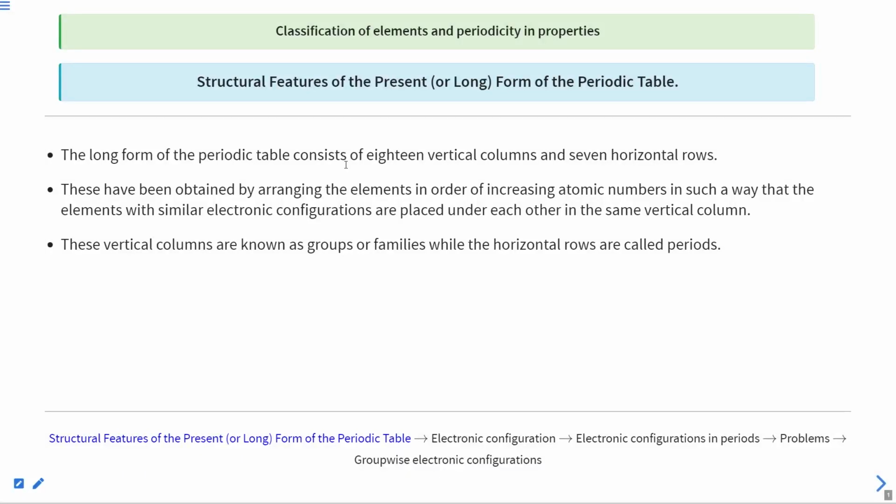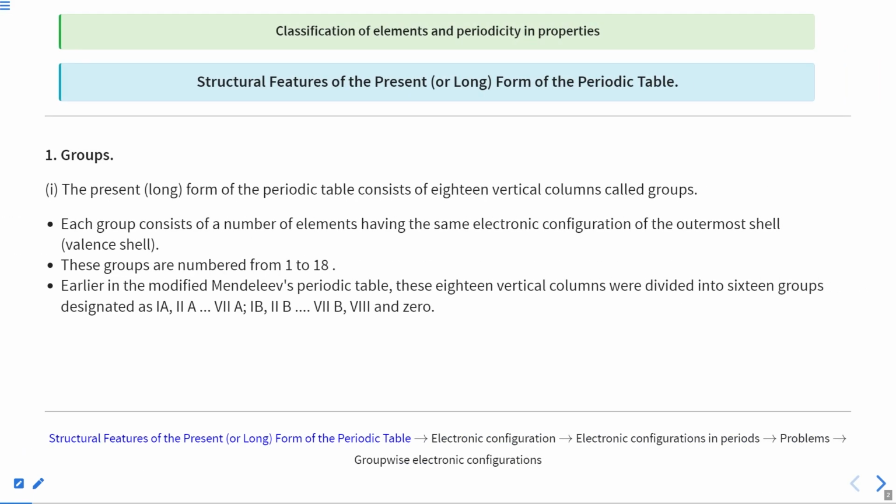So we have started the long form of the periodic table, or the modern form of the periodic table. Now we'll get more into the structure. We know that there are 18 vertical columns and 7 horizontal rows, obtained by arranging the elements in order of increasing atomic number. The vertical columns are known as groups, and the horizontal rows are called periods. Right? So we know it.